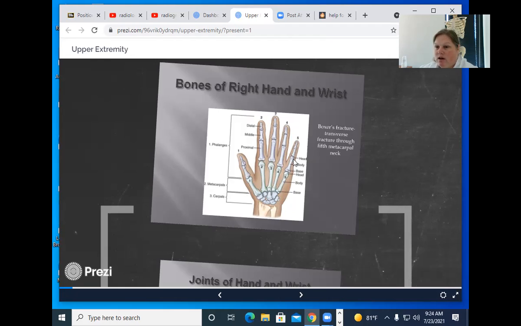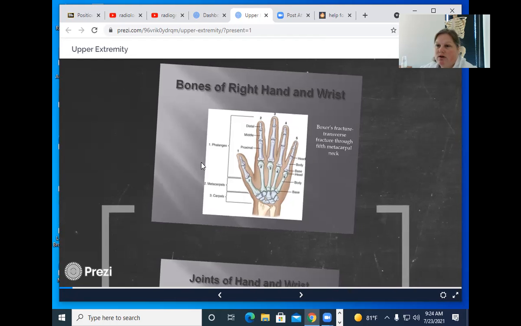The bones themselves have a body, the long part, a head, which is here, the rounded part, and then at the bottom we have the base, the flat part. Where those areas connect, we have joints. So we're going to go to the next one.